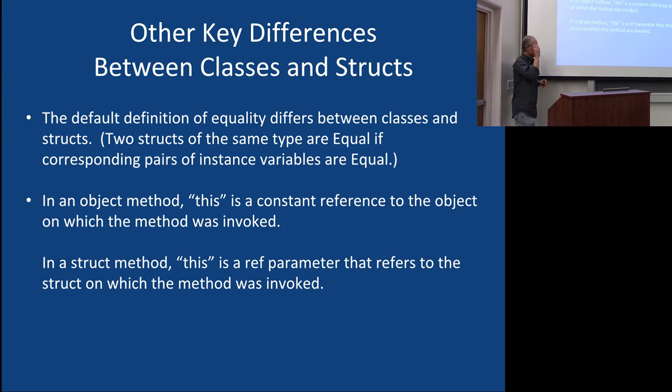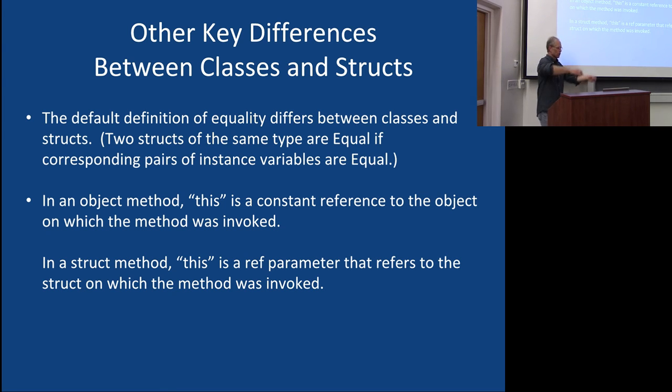Okay, the default definition of equality is different. When you declare two objects, the default notion of equality is reference equality. Are the two references the same? Whereas with structs, the test is made to see if you've got two structs with some fields. The corresponding fields are tested for equality by default. And we know that in an object method, this refers to the object on which the method was invoked. In a struct method, this is a ref parameter that refers to the struct on which the method was invoked.